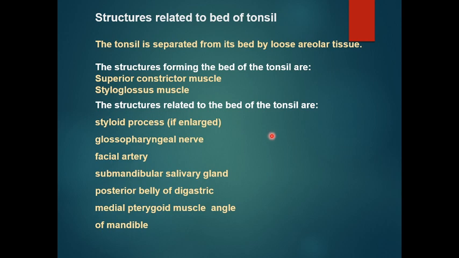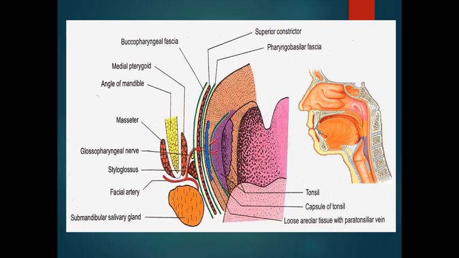Then the structures related to the bed of the tonsil. Tonsil is separated from its bed by loose areolar tissue. Superior constrictor muscle and styloglossus muscle form the bed of the tonsil. Other structures related are the styloid process if it is enlarged, then glossopharyngeal nerve, facial artery, submandibular salivary gland, posterior belly of the digastric, and medial pterygoid muscle at the angle of mandible.